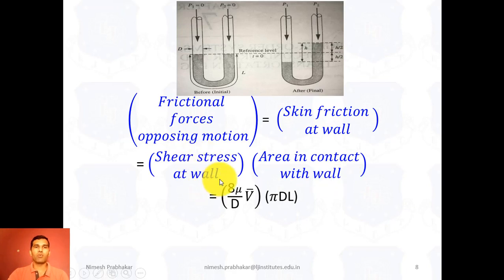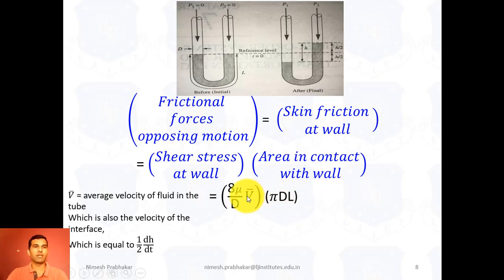So shear stress at the wall we can write as 8 nu by d into V bar, and the area in contact with the wall we can write as pi d into L. Now this term comes from the Hagen-Poiseuille relation for the laminar flow.